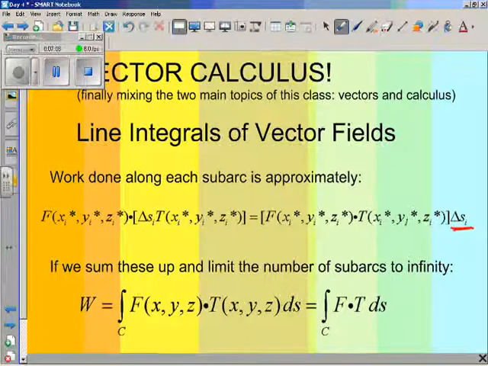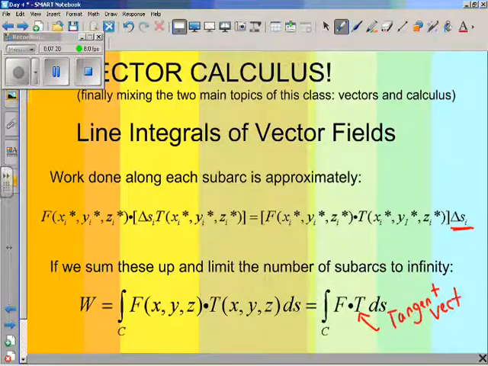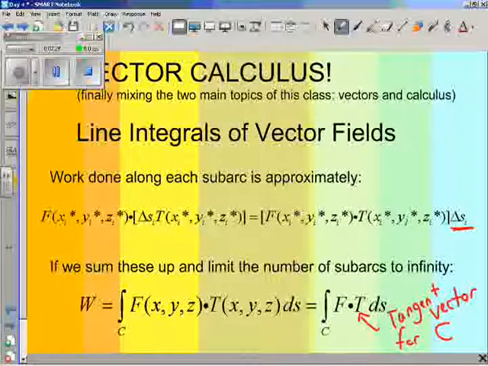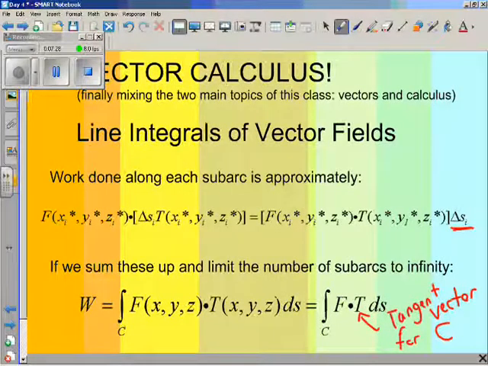Notice all it is is the dot product of the force field and the tangent vector. This is the tangent vector for C, the tangent along that curve, where we have some parameterization.